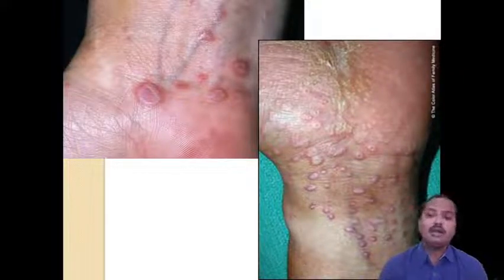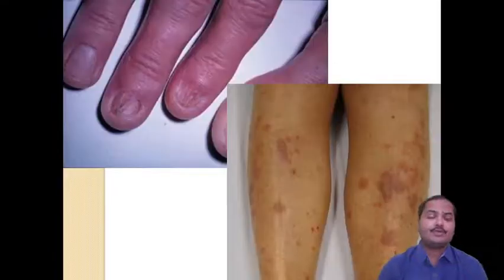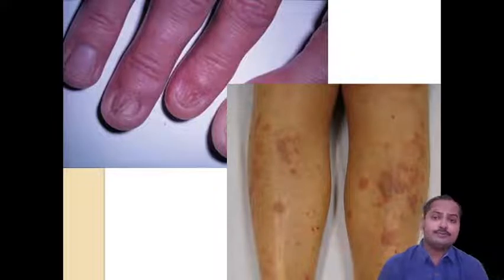This is a picture which is showing a flat top papule on the wrist of the patient, and the second picture showing multiple papules even on the wrist and the palm of the patient. Scarring of the nails and the lesion pigmentation which is seen on the shin of the lower legs. The pigmentation is also said to be incontinence of the melanin pigment as the lesion heals.